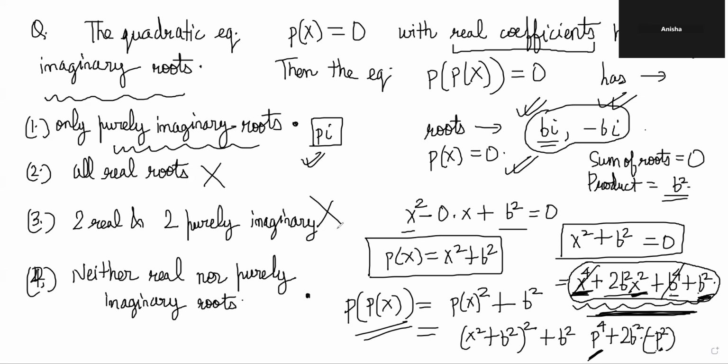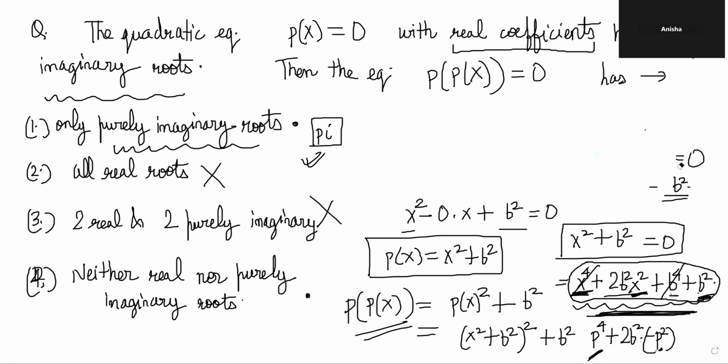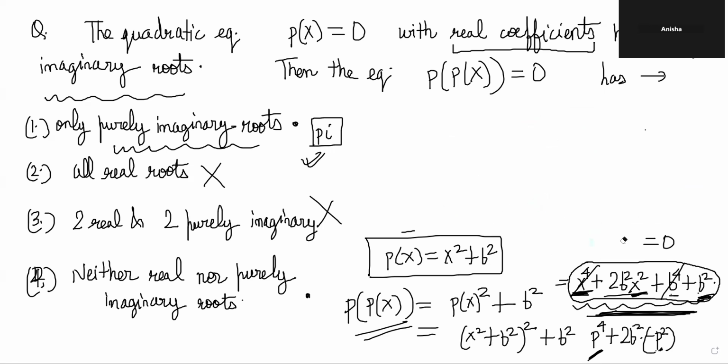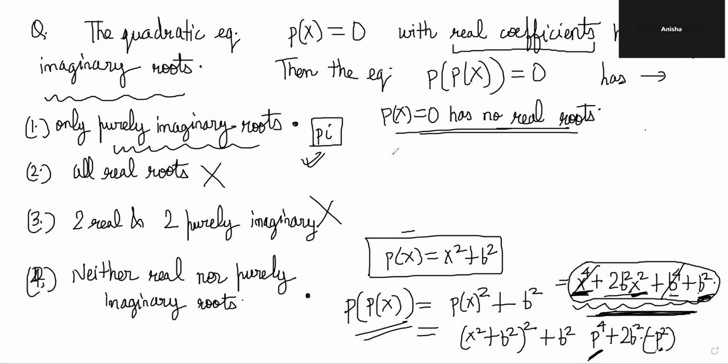So if you think about it, we can give a logical answer for which option will be coming. We know the type of polynomial we have, x square plus b square, right? Now, let's say we know that p of x equal to 0 has no real roots. Now, suppose we have p of x. Let's assume for now that it has purely imaginary roots.